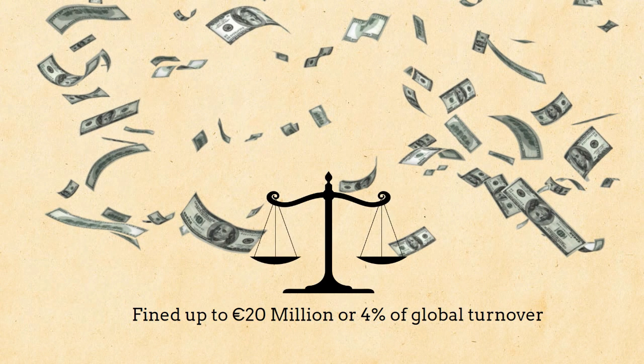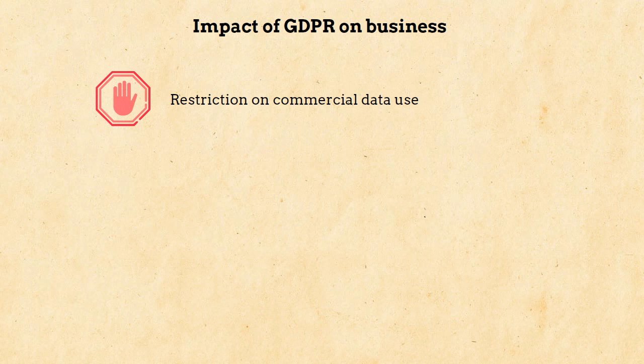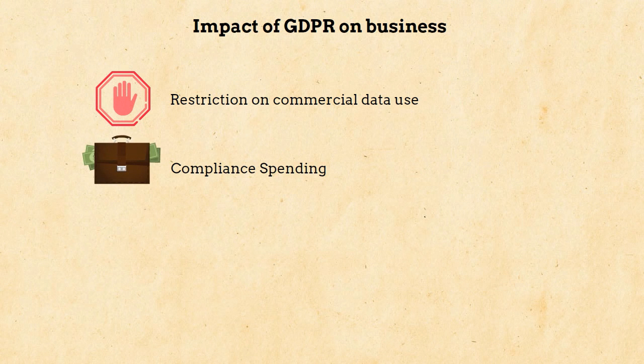Organizations can be fined up to 4% of annual global turnover or 20 million euros, whichever one is greater, for non-compliance. GDPR to date is seen as the strictest data security framework in the world. For businesses, GDPR poses more restrictions on what they can do with data to extract commercial benefits. Operational process and data infrastructural changes can cost millions of pounds on compliance spending.